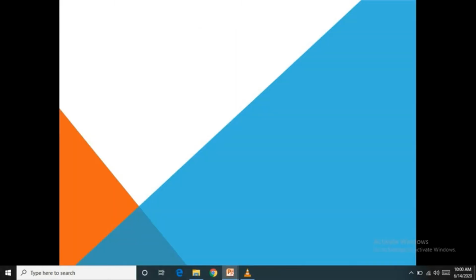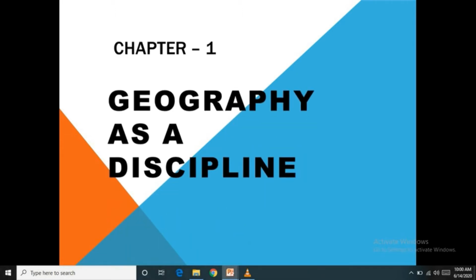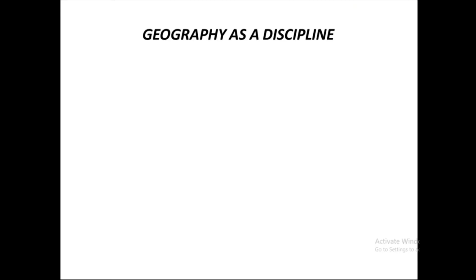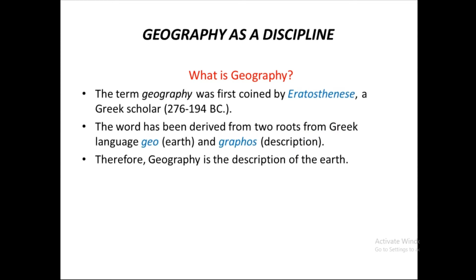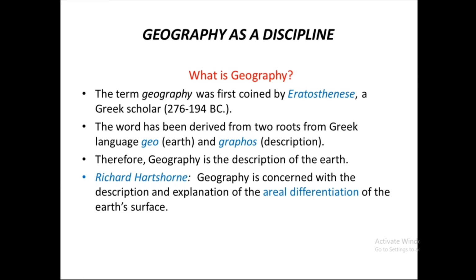So let's start the geography session of 2020-21 with the first chapter of Fundamentals of Physical Geography, that is Chapter 1, Geography as a Discipline. When we study geography as a discipline, it is very important to know what geography is. The term geography was coined by Eratosthenes, a Greek scholar who defined geography as the description of the earth. It is derived from 2 Greek words, geo means earth and graphos means description. Hence, geography is the description of the earth.